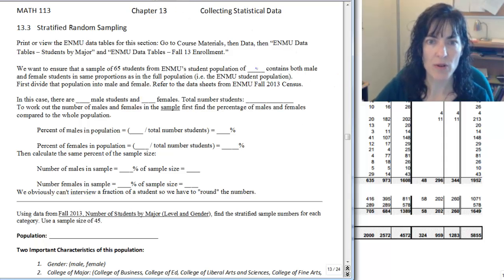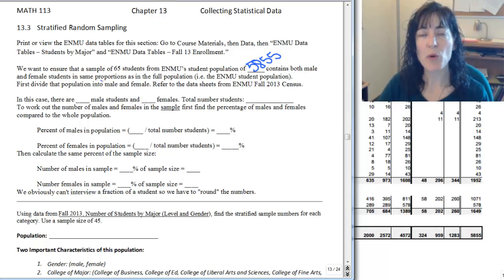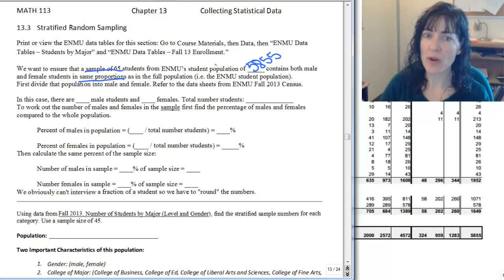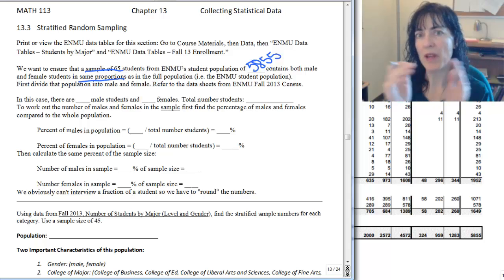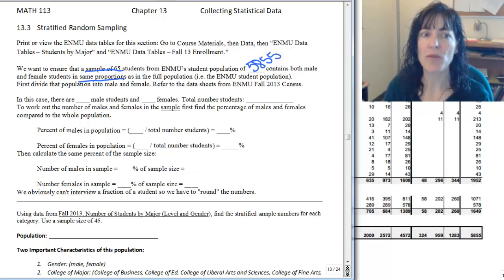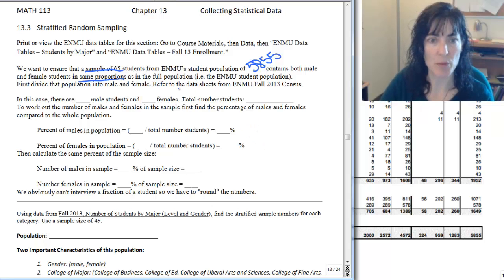We have 5,855 students, and that's both male and females together, undergraduates and graduates together. And for my sample of 65, I want to have the same proportions as in my full population. So I know I have 5,855 students. Some number of them are male, some number are female. So if I find the percents, then I can use those to find a representative sample.